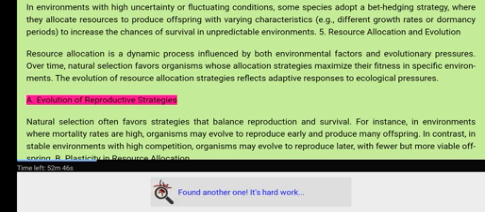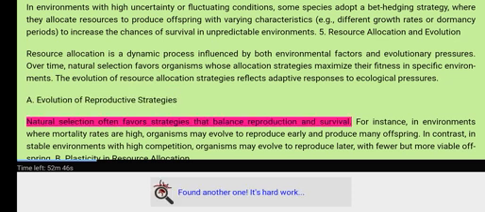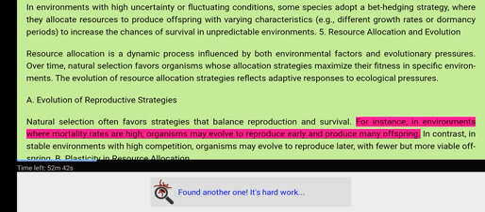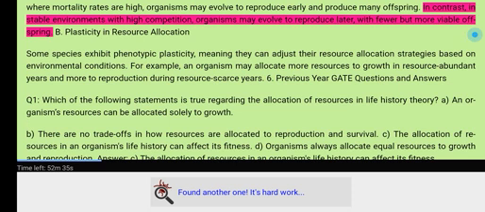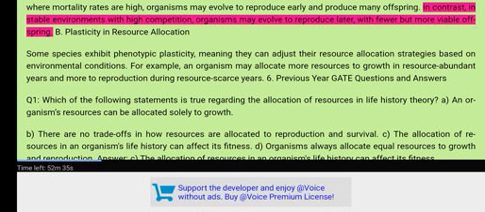A. Evolution of reproductive strategies. Natural selection often favors strategies that balance reproduction and survival. For instance, in environments where mortality rates are high, organisms may evolve to reproduce early and produce many offspring. In stable environments with high competition, organisms may evolve to reproduce later, with fewer but more viable offspring.